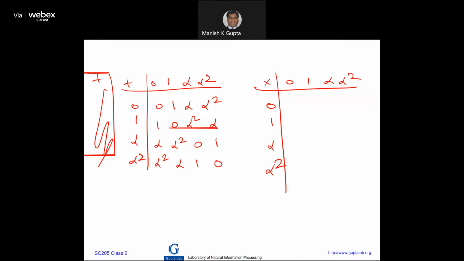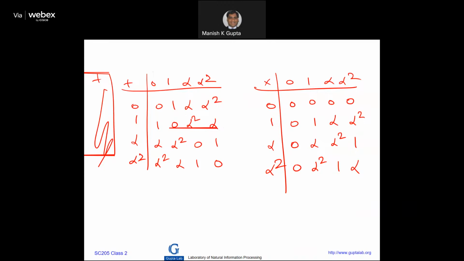Now we can complete the multiplication part. 0 times everything is 0. 1 into 1 is 1. 1 into alpha is alpha, 1 into alpha square is alpha square. Alpha into alpha square is alpha cube, which is 1. Alpha square into alpha is alpha cube, which is 1. Alpha raised to power 4 is what? Alpha.